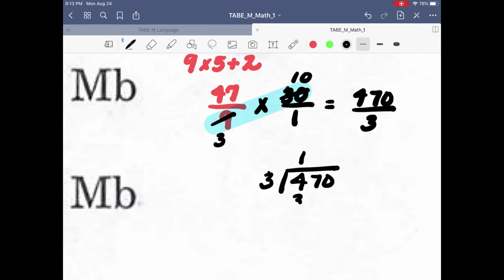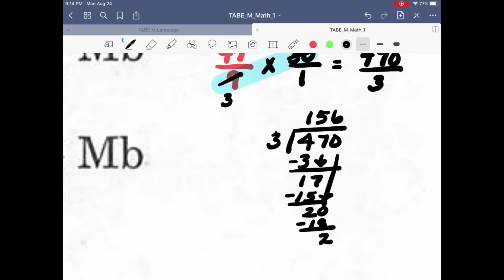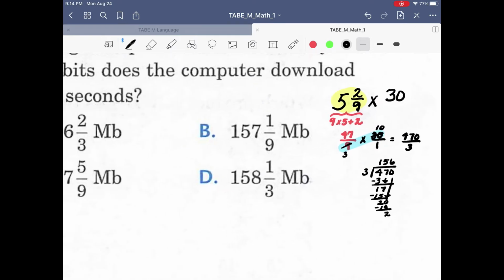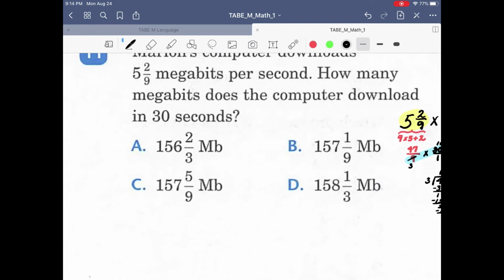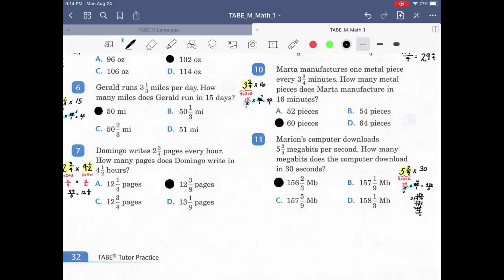So one time, bring down the 7, 5 times, bring down the 0, and that's 6 times with a 2 left. So 156 2/3. I'm liking answer A here. The process is the same even when the numbers are big like that.